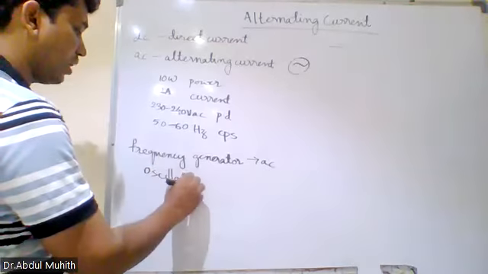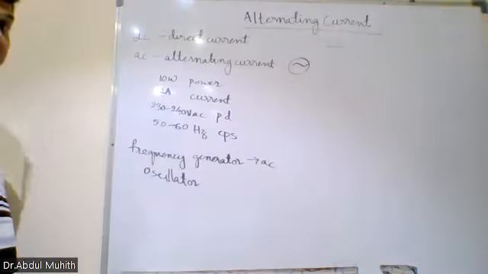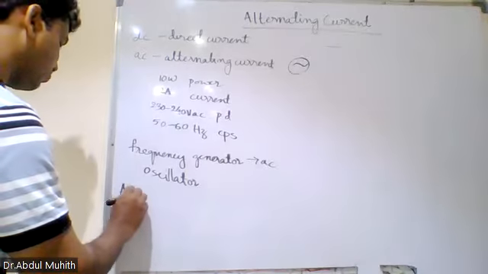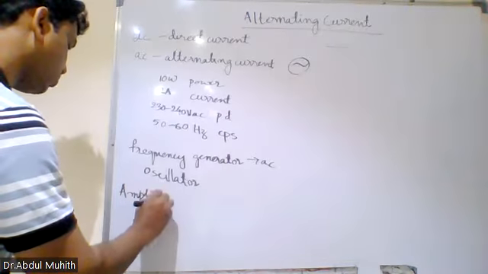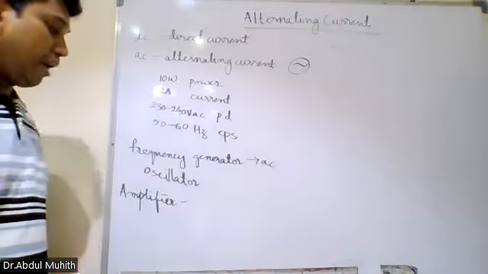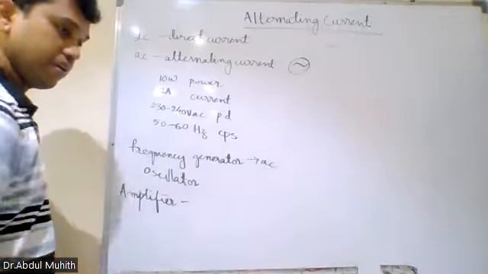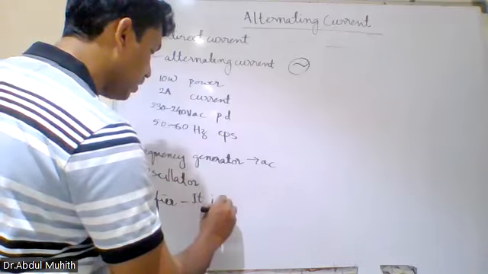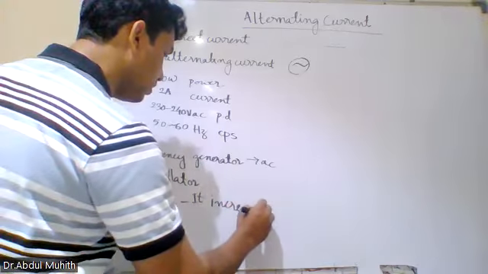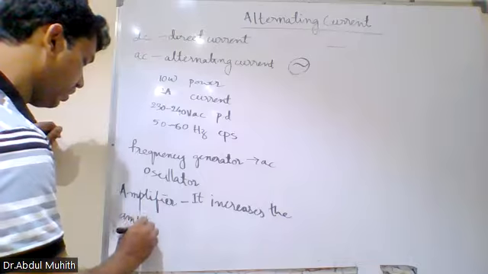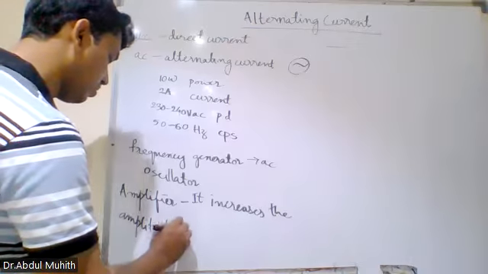Then again you will ask, sir, what is the difference between an oscillator and an amplifier? Amplifier means I'll write that also, because these are small things which you should know, which will make the lesson simple and easy for you. An amplifier only increases the amplitude of the signal.